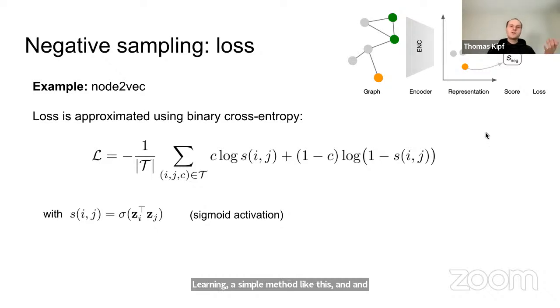So you basically turn your representation learning task into a classification task. You pick pairs of nodes and say, are these connected? Yes. Then you assign a positive label. Or are these connected? No. You assign a negative label.